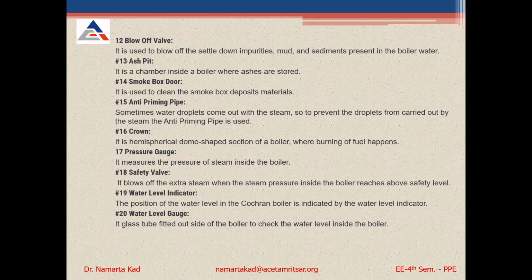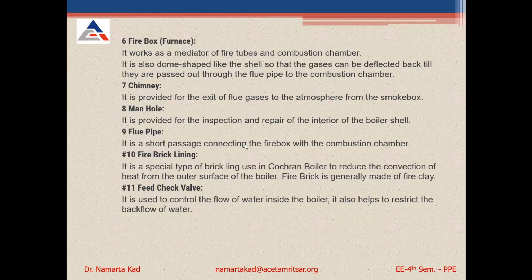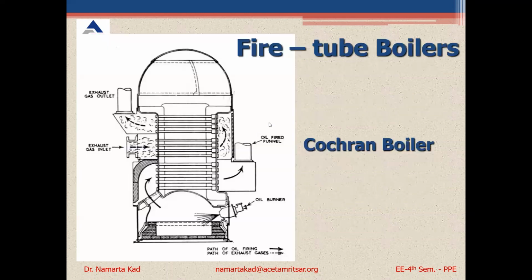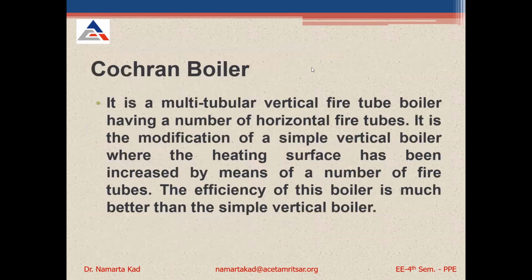Sometimes the water droplets come out with steam. Okay, because water is there in the shell, and when it is converted into the steam, sometimes that water is not completely converted into the saturated steam, or you say the dry steam. Some water droplets may be there in that steam. So to prevent the droplets from being carried out by the steam, the anti-priming pipe is used. See here the anti-priming pipe. Here it is the anti-priming pipe.